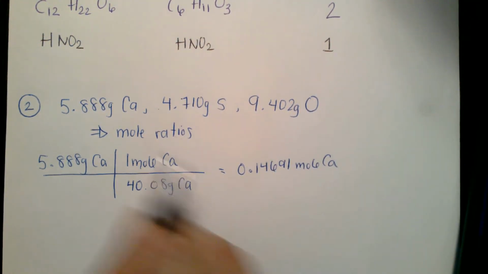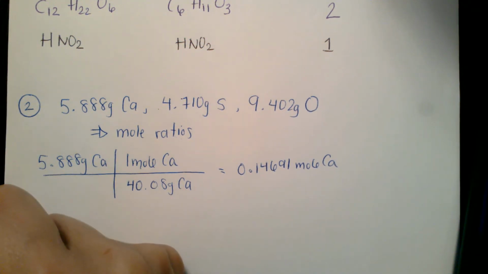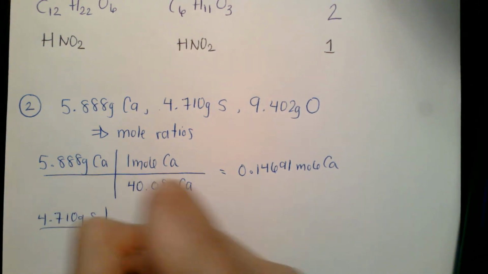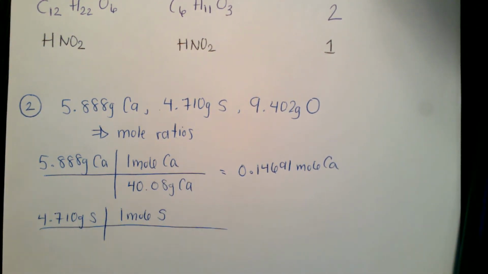Okay, so next we're going to do our sulfur. So 4.710 grams of sulfur. Same thing, 1 mole of sulfur. So if we look sulfur up, we have 32.07.